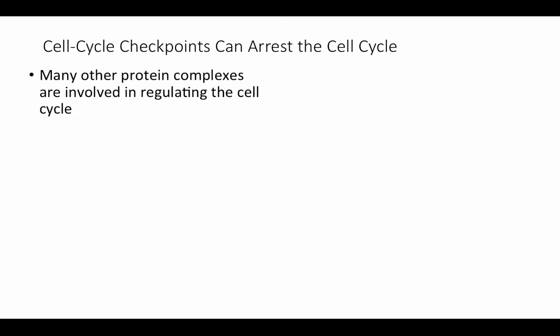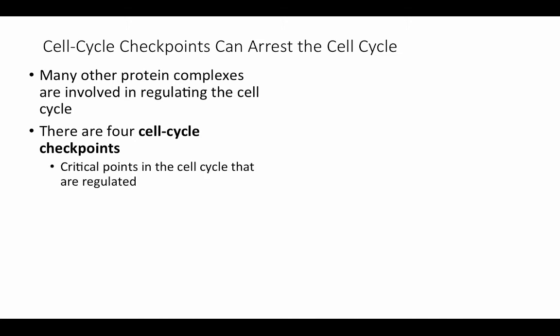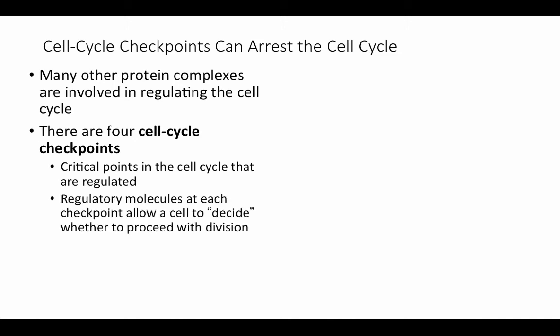So let's take a look at how these checkpoints work. So there are many other protein complexes that are involved in regulating the cell cycle, and these are going to be involved in 4 cell cycle checkpoints. These are going to be critical points in the cell cycle that are regulated, that are going to stop the progression of the cycle until a go signal is received. So regulatory molecules at each of these checkpoints are going to determine whether a cell is going to go ahead and proceed or it's going to stay in its current phase.